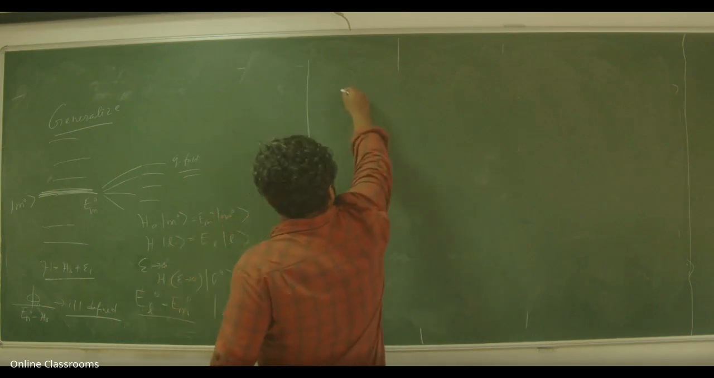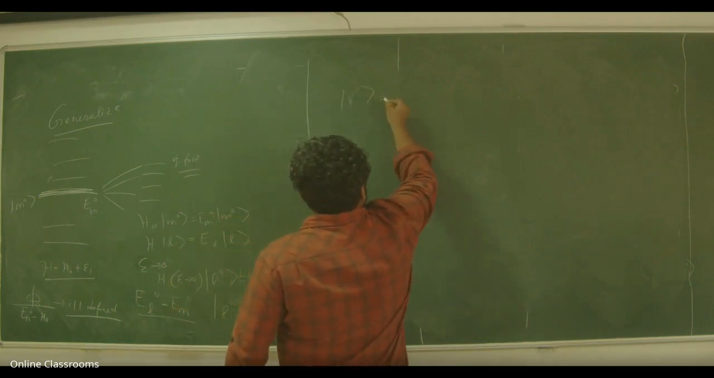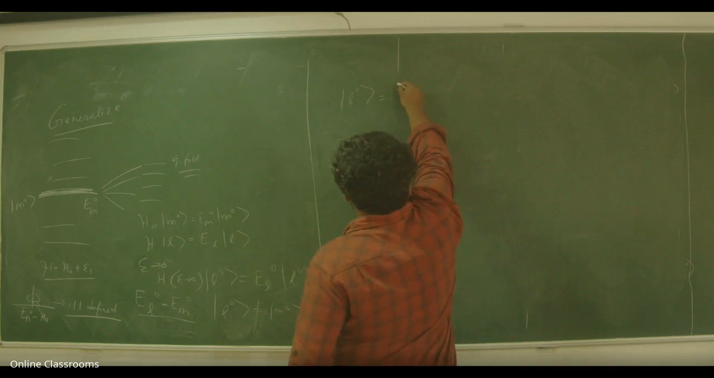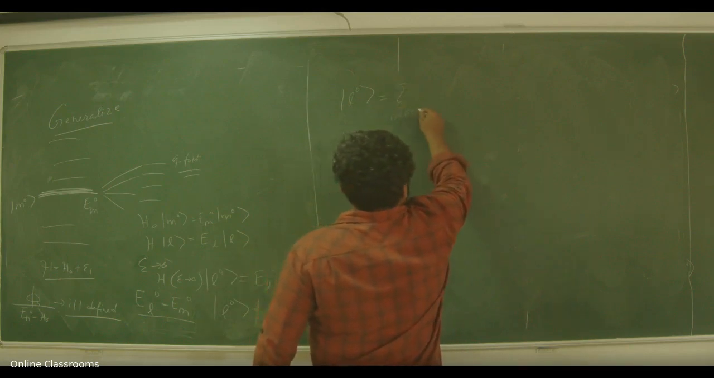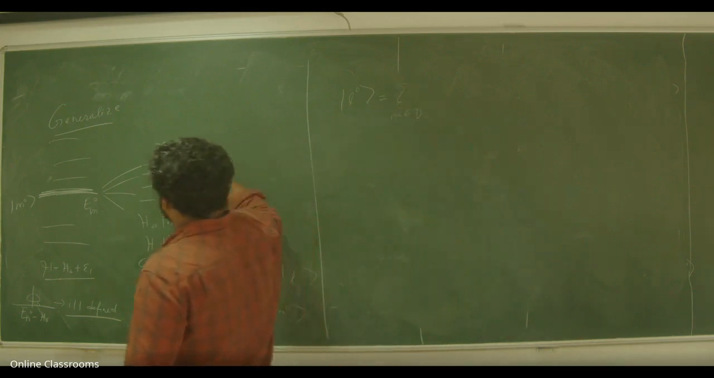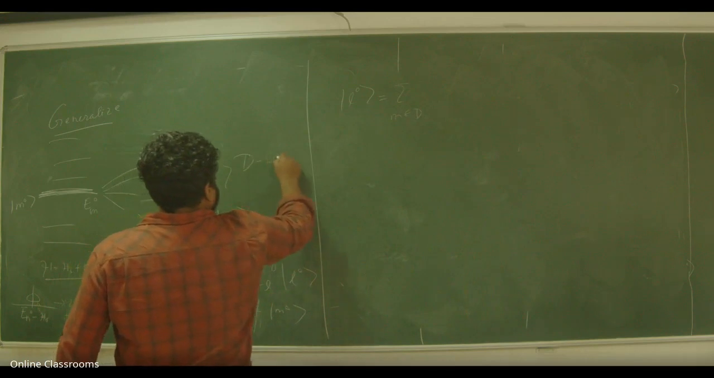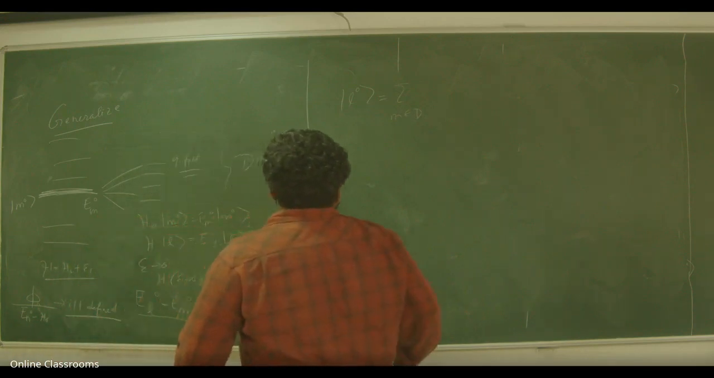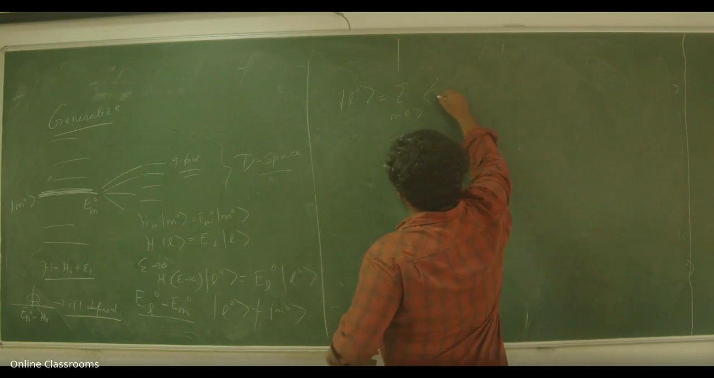I want to construct a combination of L naught, okay, which belongs to D. D is this subspace. So this subspace I call the D space. I want a construction of this.